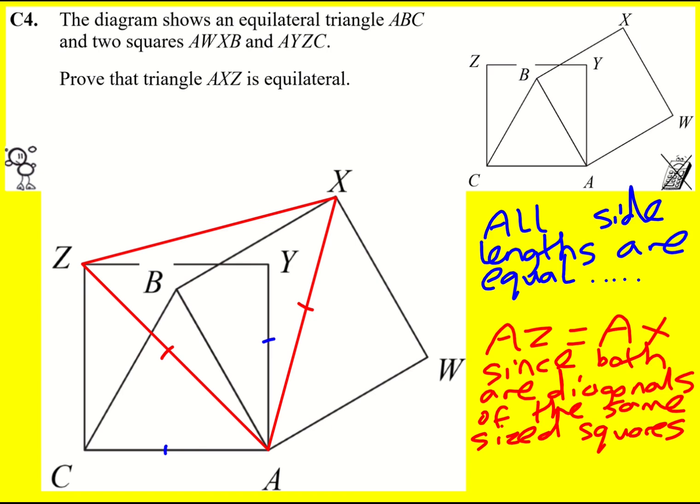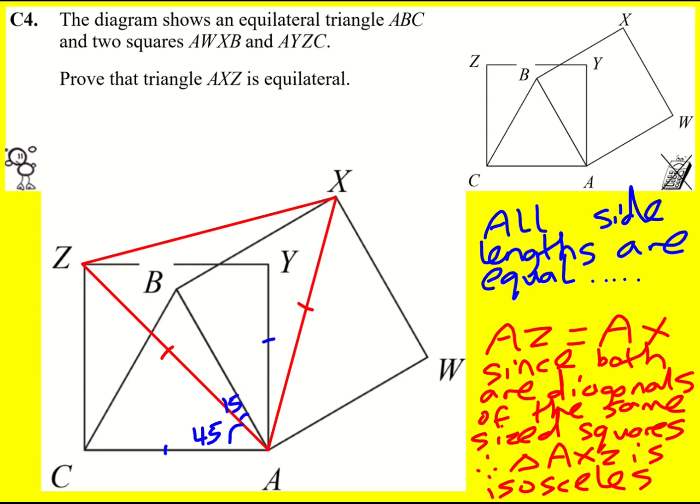So I've got an isosceles triangle, and we're halfway there. Because if I can work out any one of the angles, I can work out the other two. So I'm going to concentrate down here. This is going to be 45 degrees because it's splitting 90 degrees into two. And then this angle here must be 15 because the angles in an equilateral triangle add up to 60.